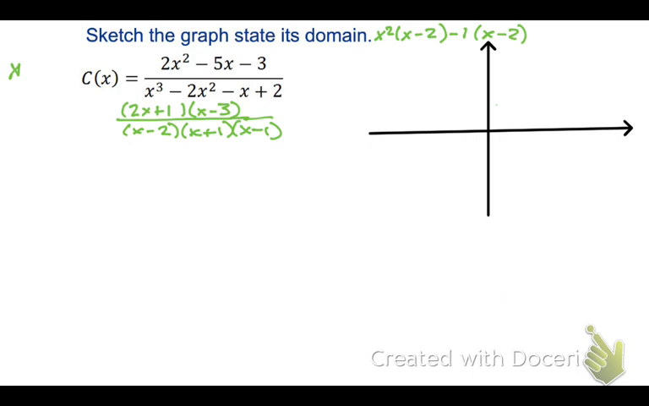Okay, so then what? Domain. Okay. We'd reduce first, right? But is there anything to reduce? No. Okay, so the domain can't be -1, 2, or 1.